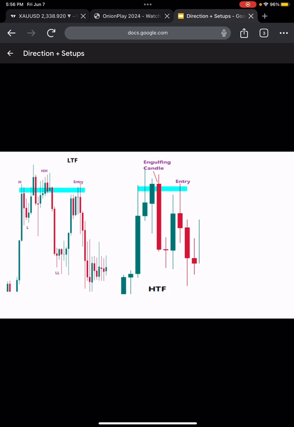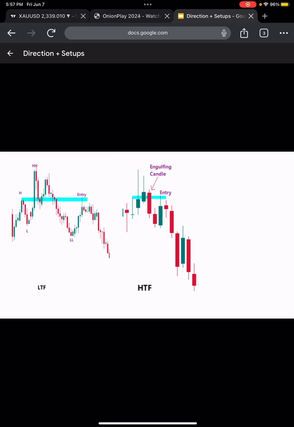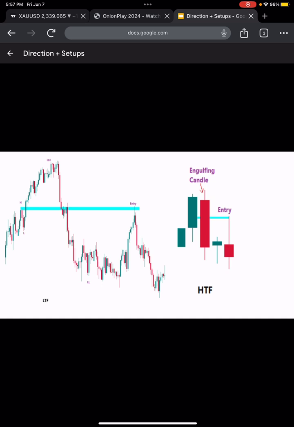Another example, high, low, higher high, lower low. Higher time frame, again, you have the engulfing candle. Another example, low, high, lower low, higher high, right? And then the higher time frame, you have the engulfing candle as well. Another example, high, low, higher high, lower low. Higher time frame, engulfing candle. Again, same thing, pretty much just different examples of how the pattern looks. Confirmation, again, is an engulfing or the double Mariposa in a higher time frame.